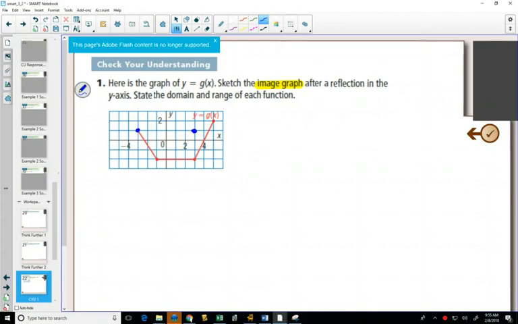So we can do that with each of our points. The next one would go over here, this third point would go over here, and this point would go over there. Connect the dots. Look at your final image and ask yourself, sort of as a verification, does that look like the right shape? Does it look like it has been flipped over the y-axis, or in the y-axis?